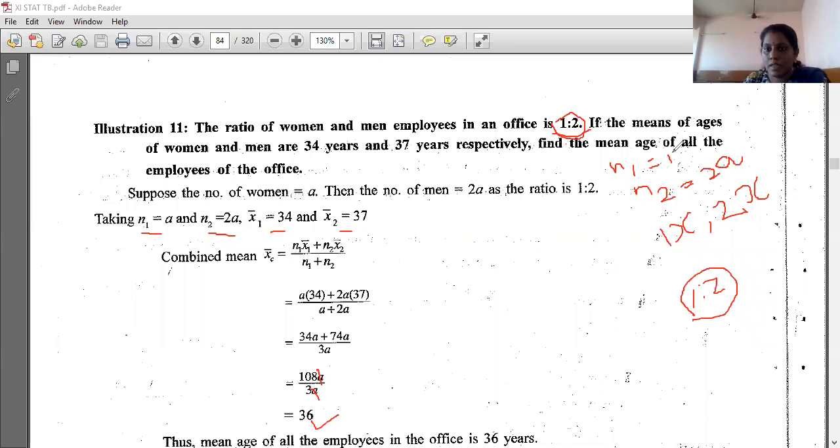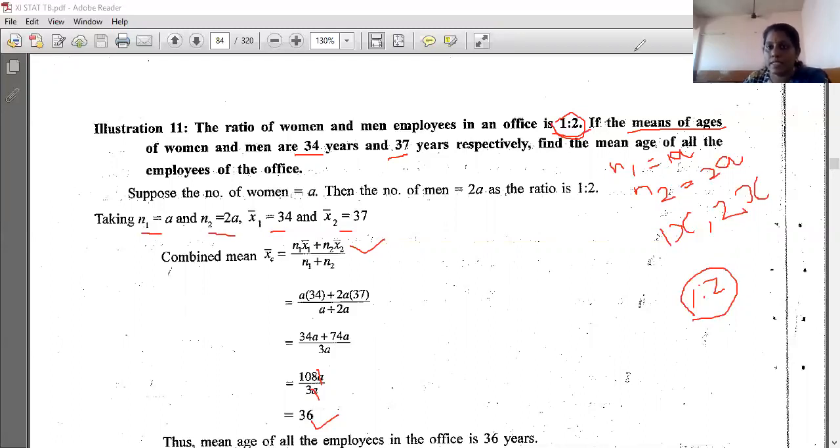And x bar 1 is 34, and here they have said the mean of ages of women and men, so this is your mean of women and mean of men. So for women x bar 1 and for men x bar 2, right? So here the formula x bar c is n1 x bar 1 plus n2 x bar 2 upon n1 plus n2. So substitute the values and you will get the answer as 36. Okay, so this is the mean age of all the employees in the office, that is 36 years.